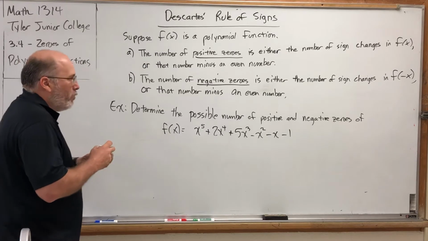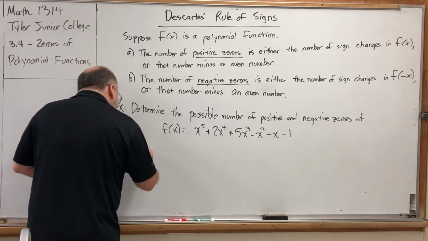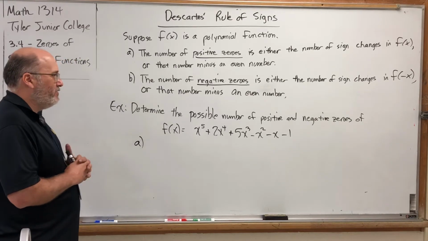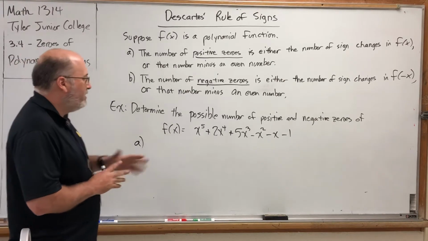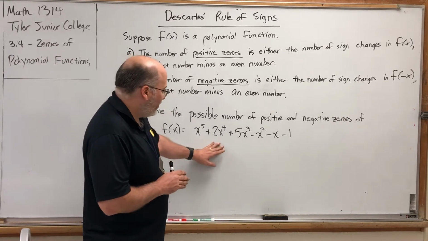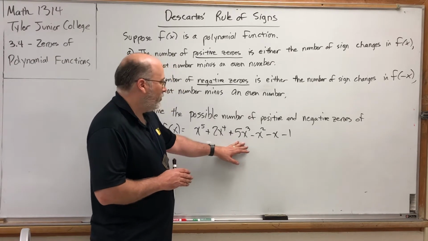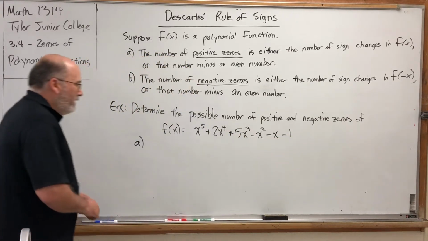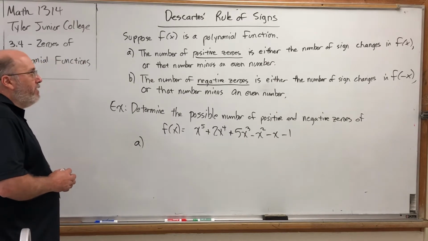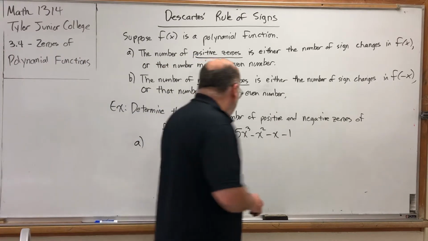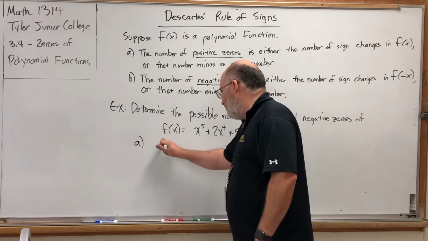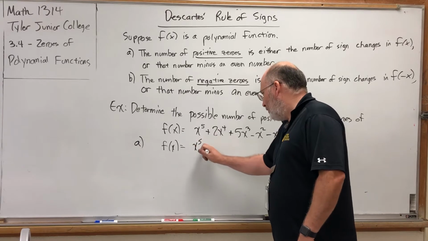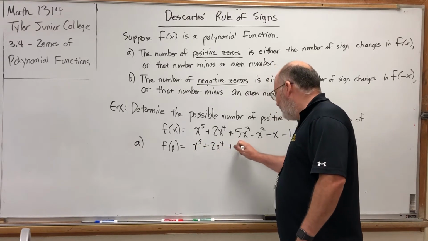So how does that work, and what do I mean by sign changes? Well, let's take a look at this function. Determine the possible number of positive and negative zeros of f of x equals x to the 5th plus 2x to the 4th plus 5x to the 3rd minus x squared minus x minus 1. In order to answer that using Descartes' rule of signs, we need to count sign changes. Now, what do I mean by sign changes? Let me rewrite this function real quick because I want to preserve the original one, but I also want to mark it up.